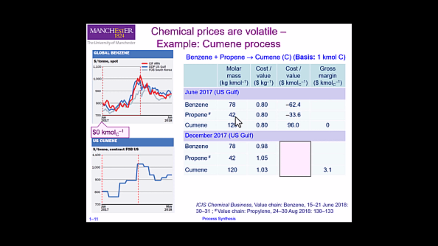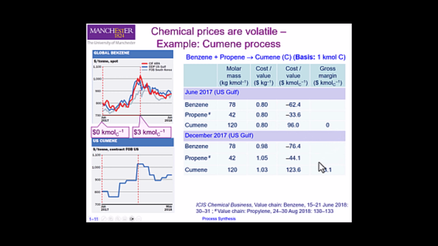So now let's look at December 2017, if there is good news there or not. So the reactants are both more expensive in December, but the product is also more valuable. So in this case, the gross margin is around $3 per kilomole. So that is good because we have a positive gross margin, but we don't have enough information to judge whether the process will indeed be economically viable at these economic conditions. Okay, so this is still too early to decide if this is a techno-economical process or not.